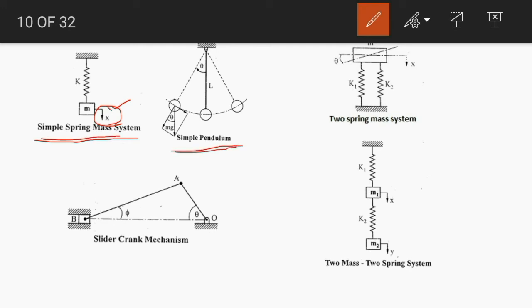In a similar way, here is a simple pendulum. Only this coordinate theta is required to specify the configuration at any instant of time. So that's why its degree of freedom is also 1. Now in this case, this is a closed mechanism, the slider crank mechanism. It has 4 parts, but still its degree of freedom is 1 because all coordinates are interdependent, like theta, phi or x. So it is enough to know the crank angle theta to specify the configuration of this system at any instant of time. So that's why the degree of freedom of the slider crank mechanism is 1.